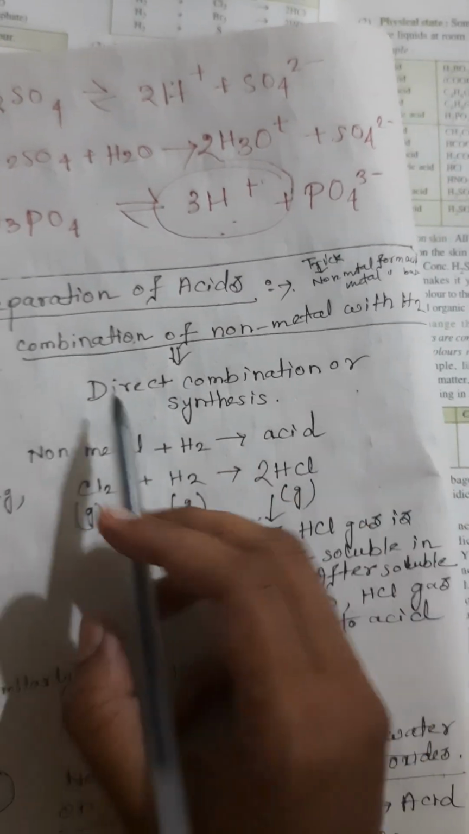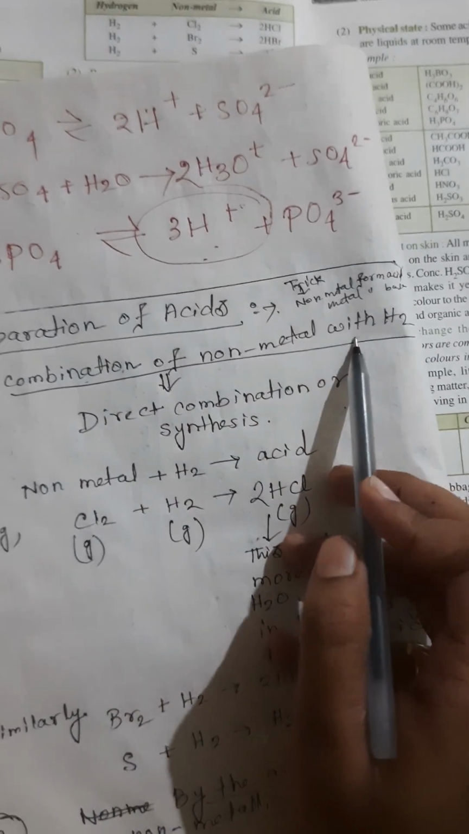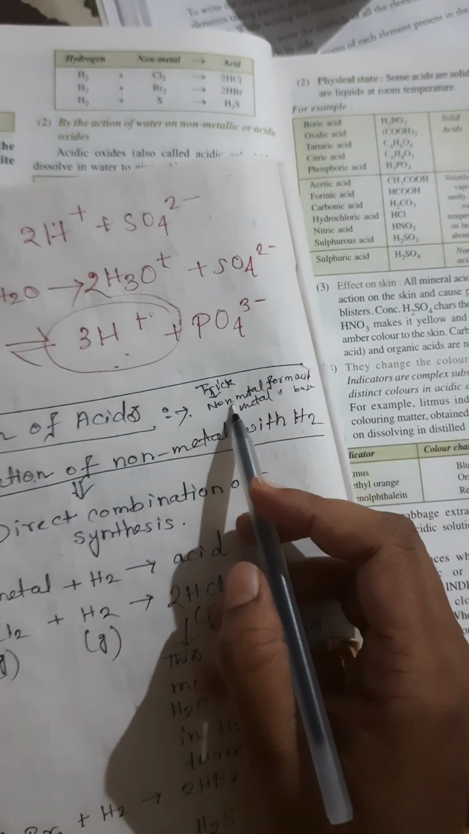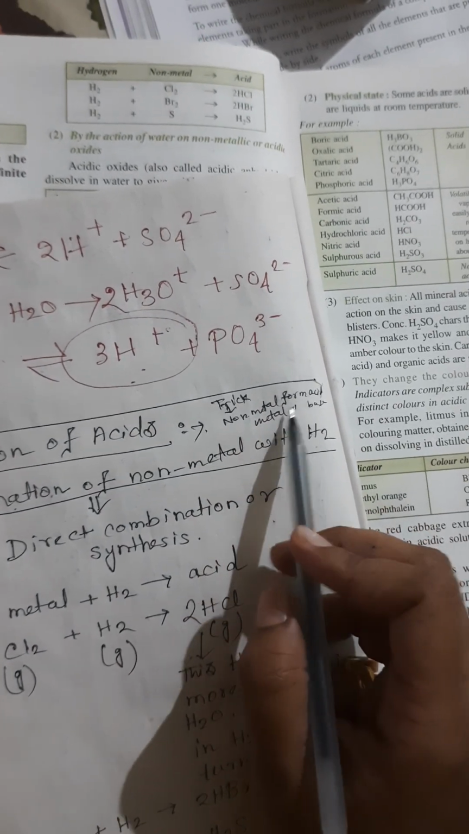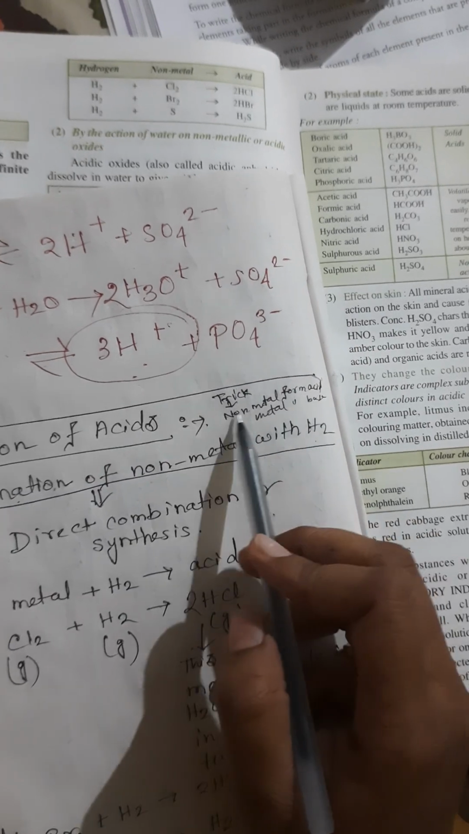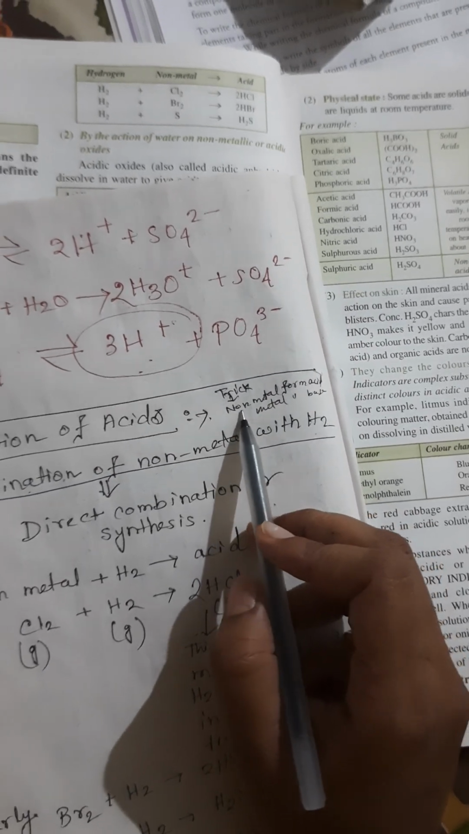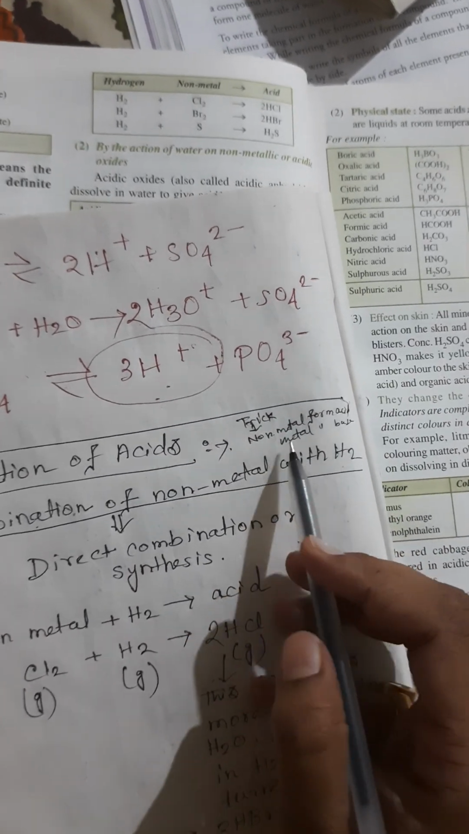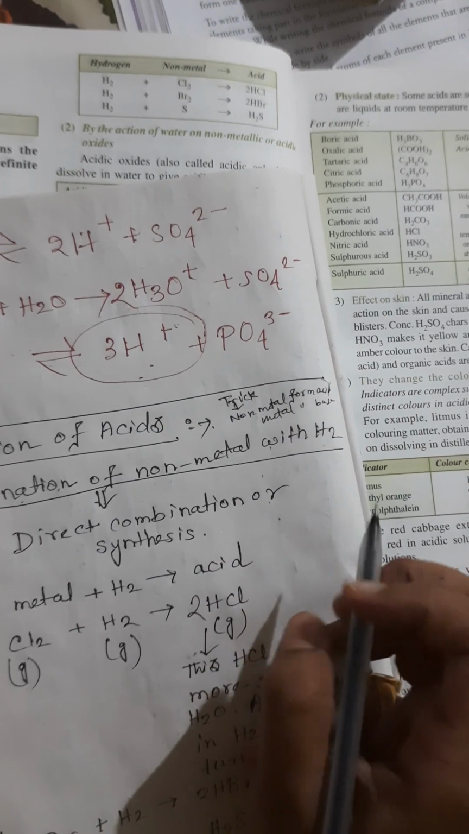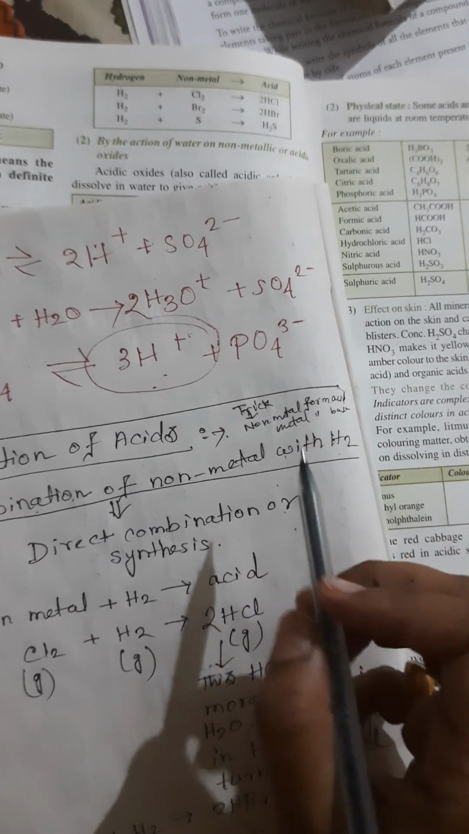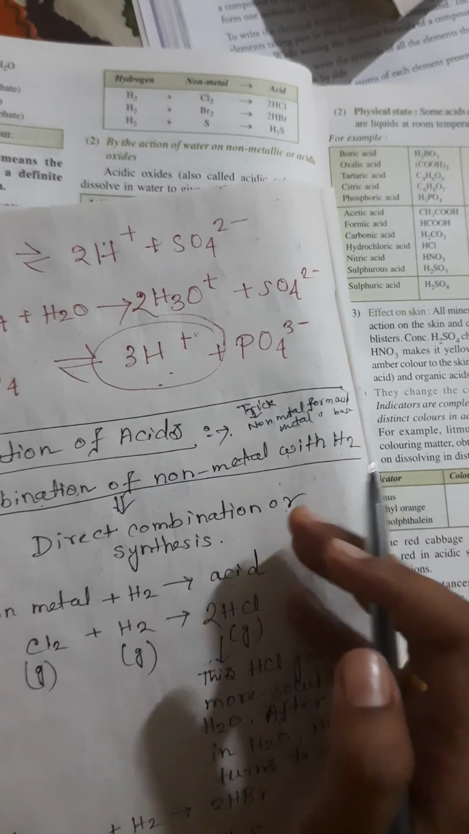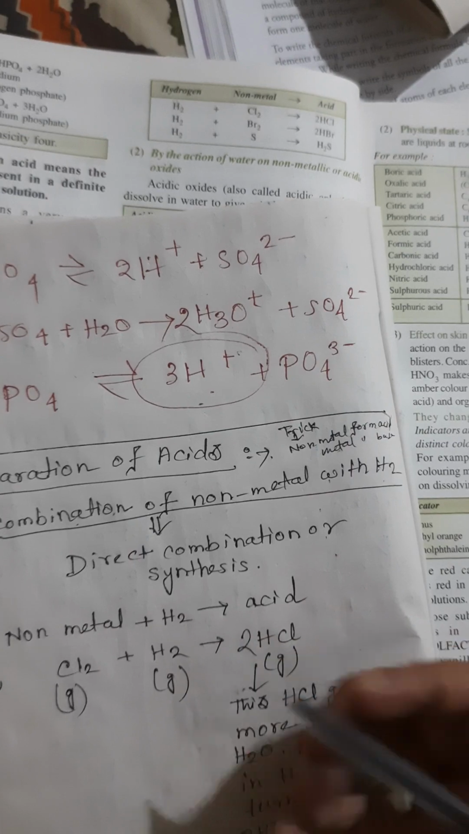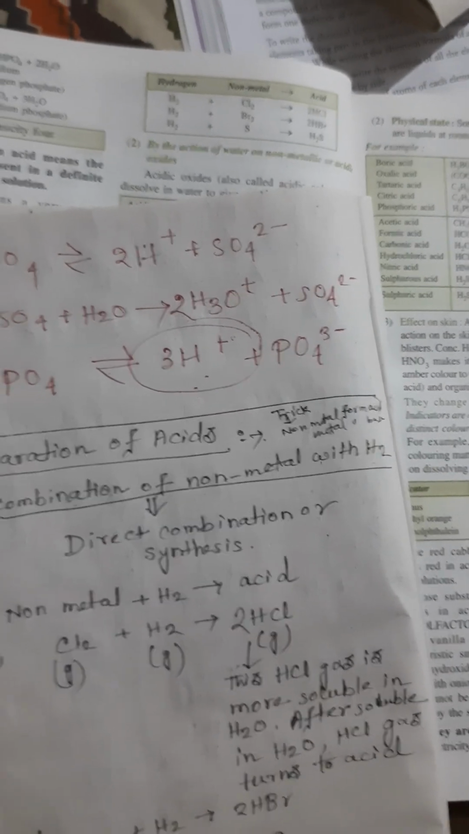First of all, combination of non-metal with hydrogen. Here is a trick for all of you: from non-metal we always get acid. Is this clear? Non-metals have a tendency to accept electron pairs. For example, carbon, sulfur, nitrogen, oxygen are all non-metals. But from metals we always get base. This is the trick. From non-metal we get acid, and from metal we get base.